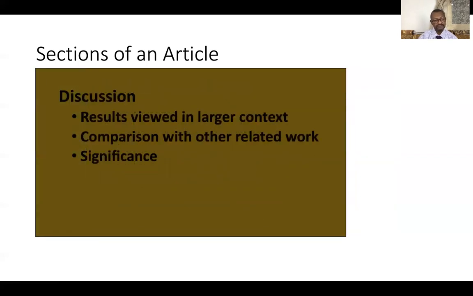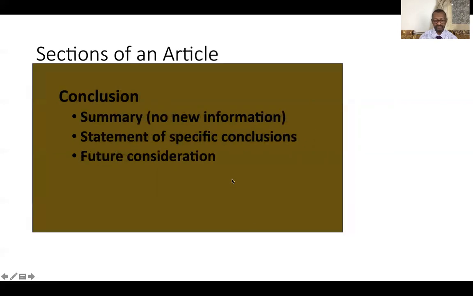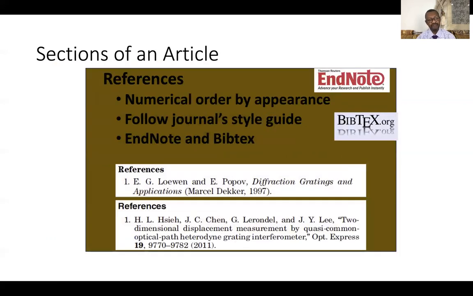The discussion section should include the results viewed in a larger context, comparison with other related works, highlighting the significance, and commenting on your findings. In the conclusion, a summary, no new information should be mentioned. A statement of specific conclusions and future considerations should be mentioned in this area. Regarding the references, nowadays there is software that can be used in the management of references.